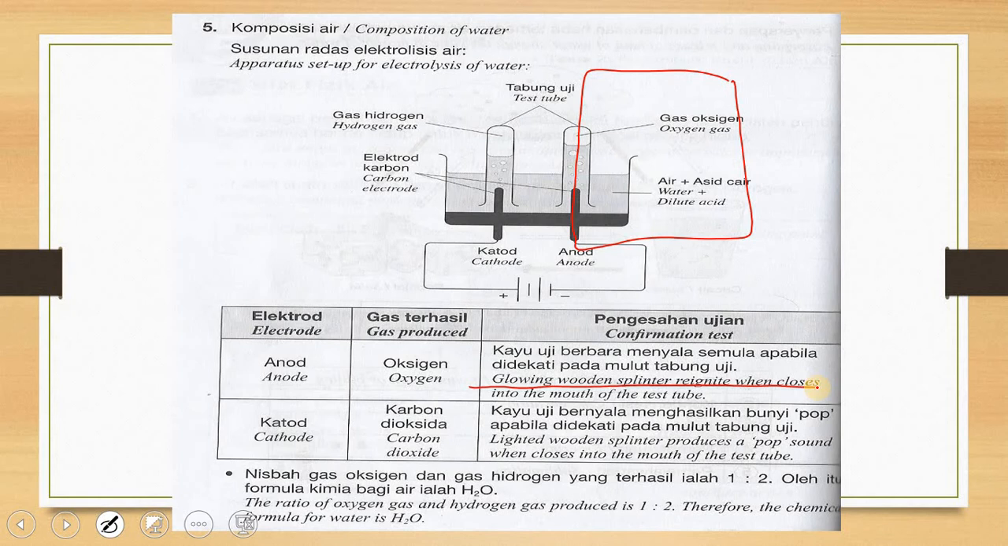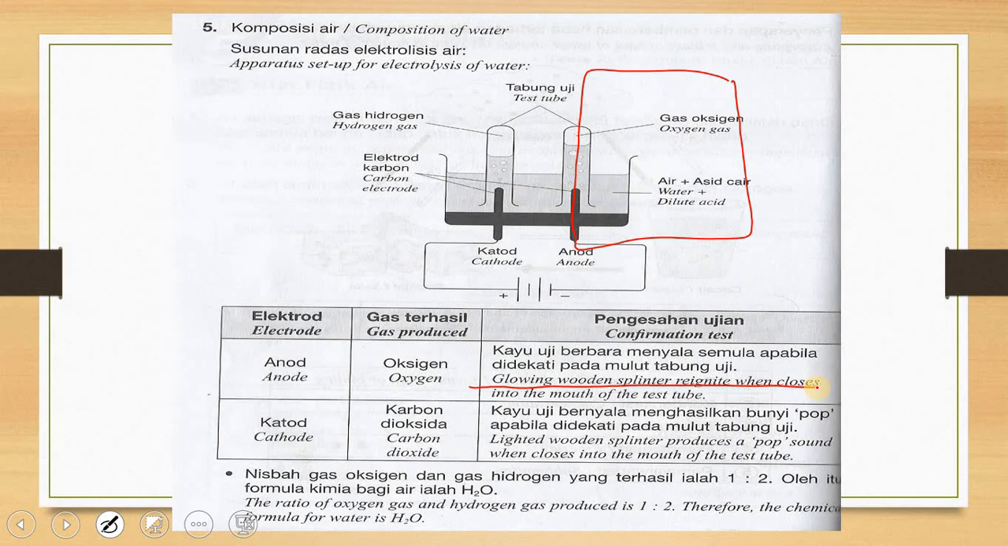So a glowing wooden splinter, maksudnya kayu yang membara, and it will ignite, dia akan menyala semula. For example, you have a small match and its flame is almost gone. But once you have oxygen, dia akan menyala balik api tersebut. So that's what is meant by a glowing wooden splinter.